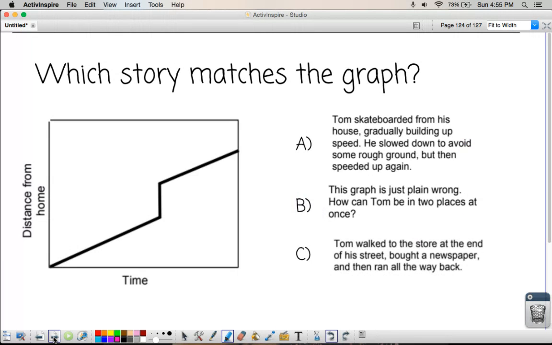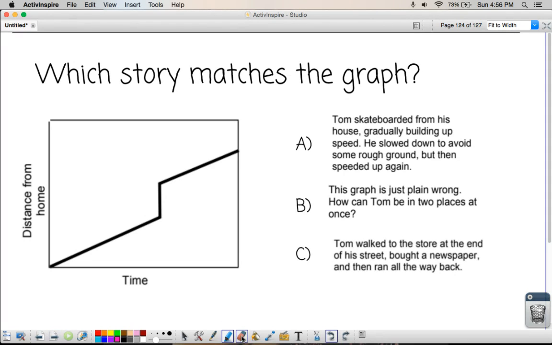A. Tom skateboarded from his house, gradually building up speed. He slowed down to avoid some rough ground, then sped up again. B. This graph is just plain wrong. How can Tom be in two places at once? C. Tom walked to the store at the end of his street, bought a newspaper, and then ran all the way back.